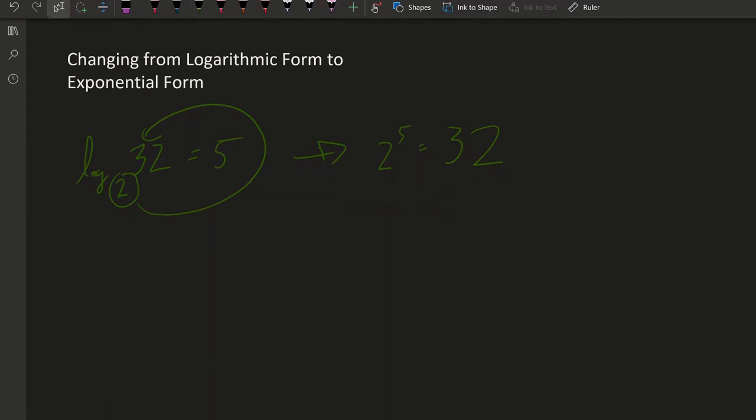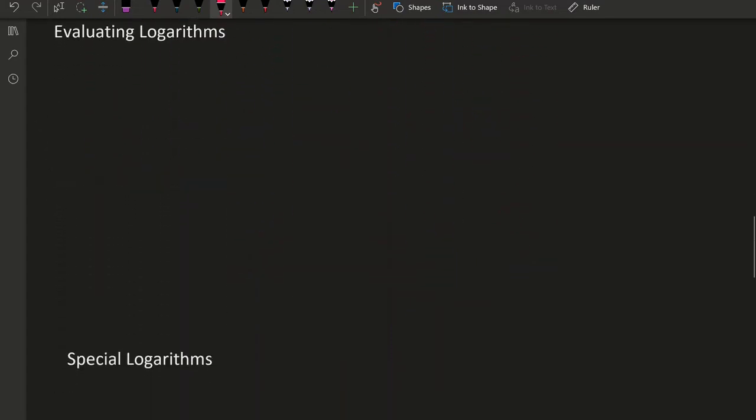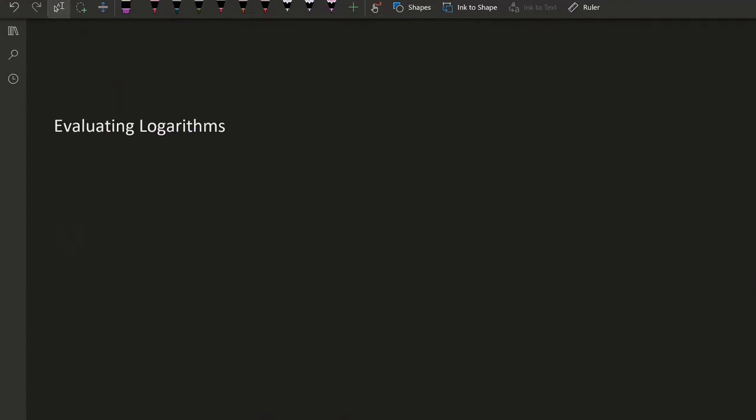Okay, now what if we ask you to go backwards? If we say, well, 3 to the negative 2nd power is 1/9, then we would go log base 3 of 1/9 equals -2. Easy enough.